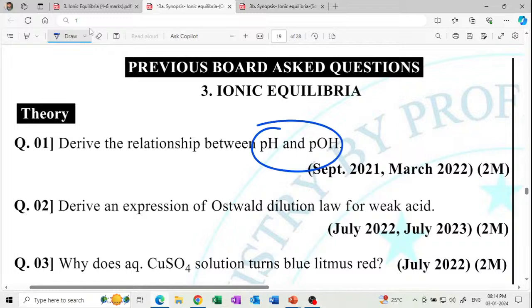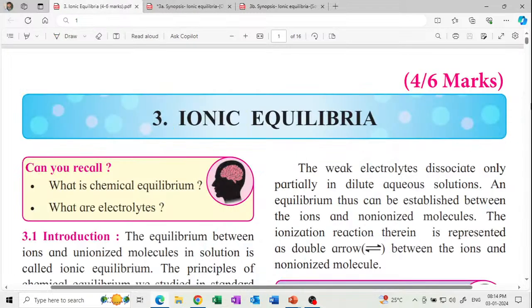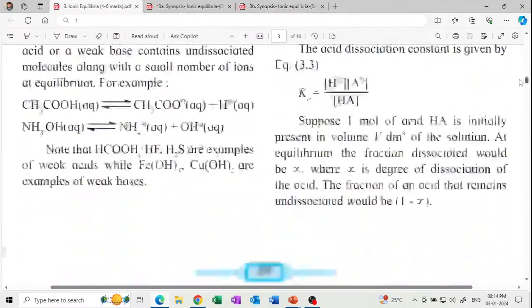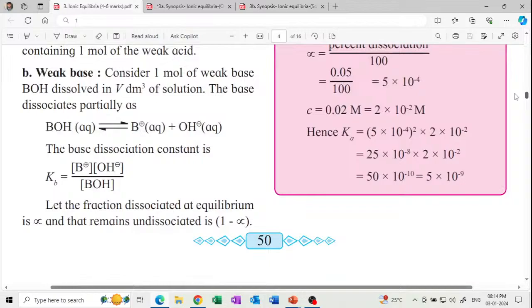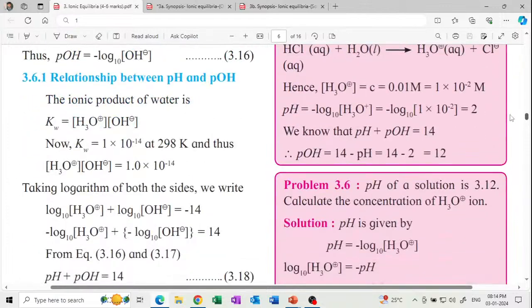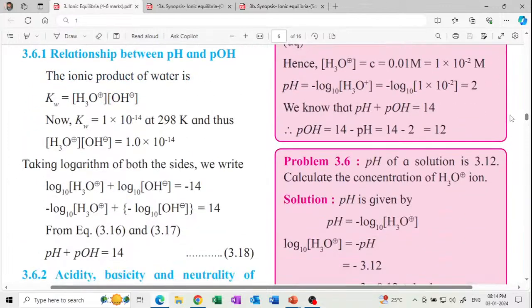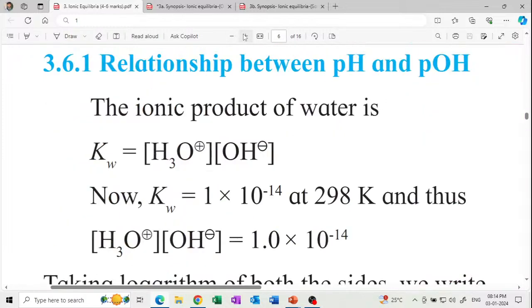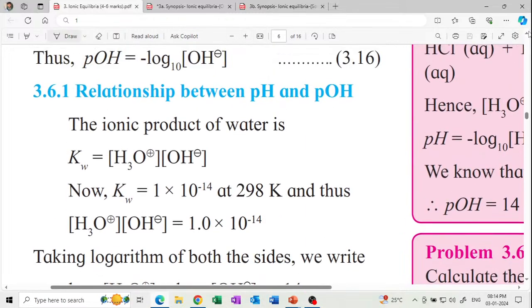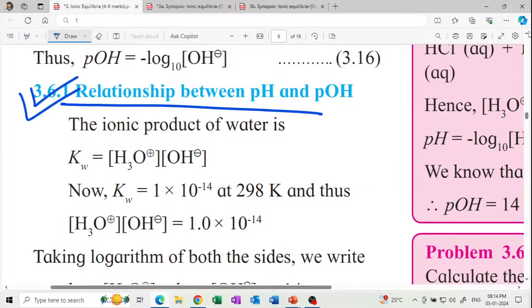That's the pH and pOH. Then what is the relationship between the pH and pOH? Please check the derivation of pH and pOH noted in your textbook. So this is the relationship between the pH and pOH. Okay, this is a very important relationship.